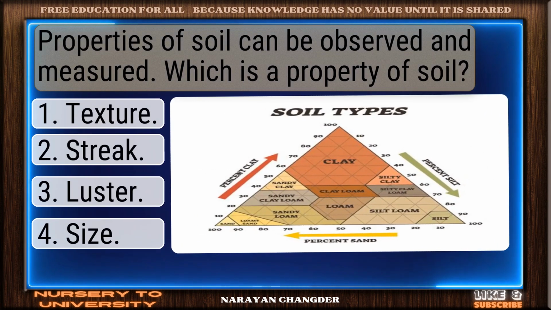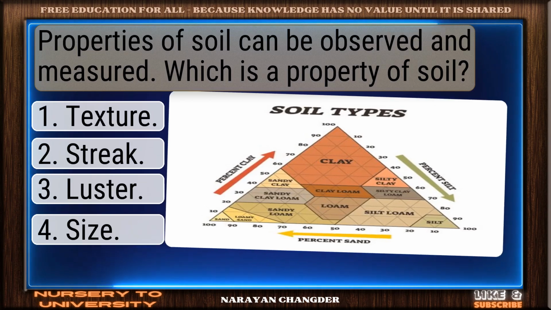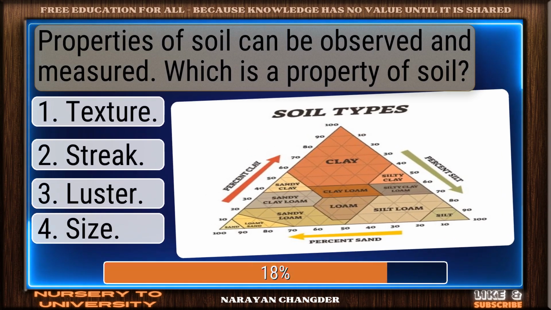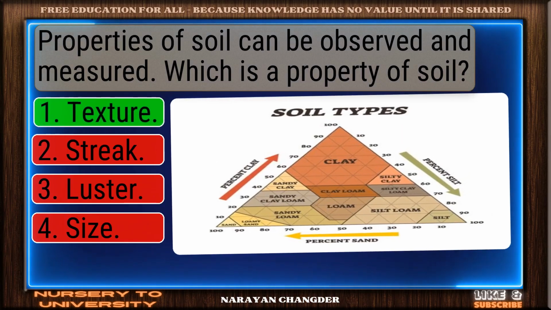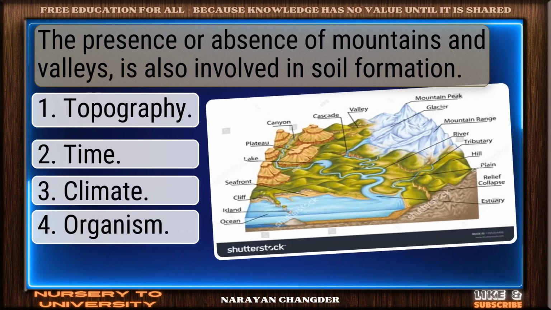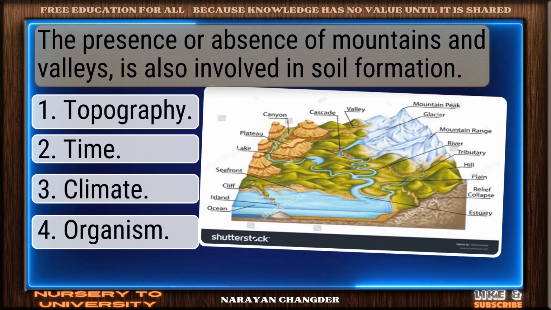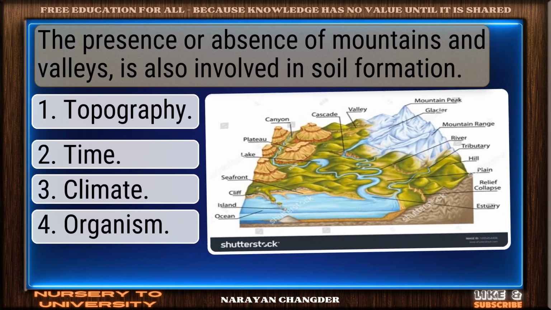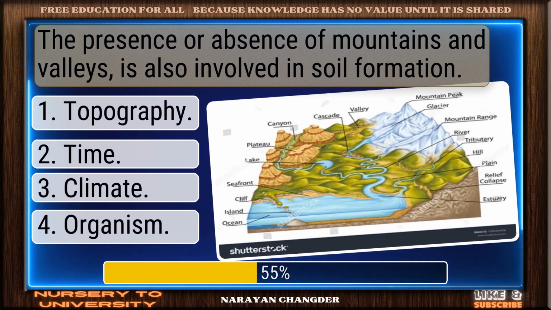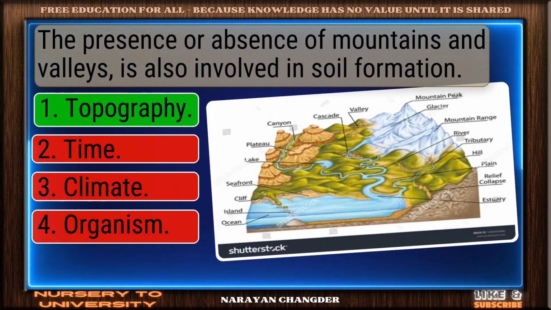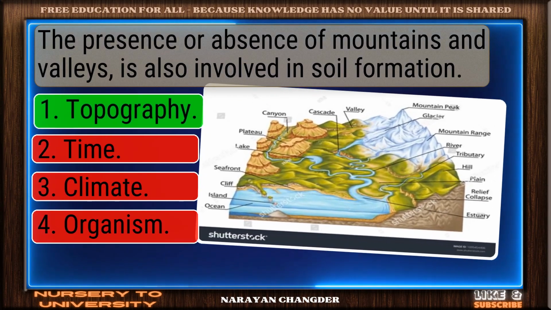Properties of soil can be observed and measured. Which is a property of soil? Strong choice. Texture is the right answer. The presence or absence of mountains and valleys is also involved in soil formation. Well done. Topography is the right choice.